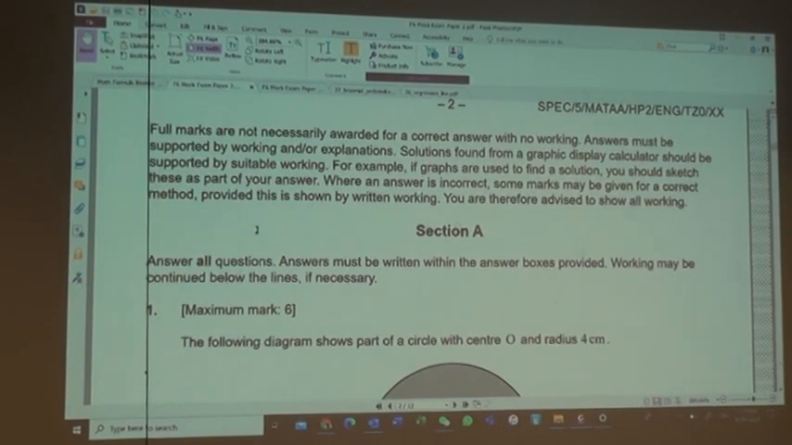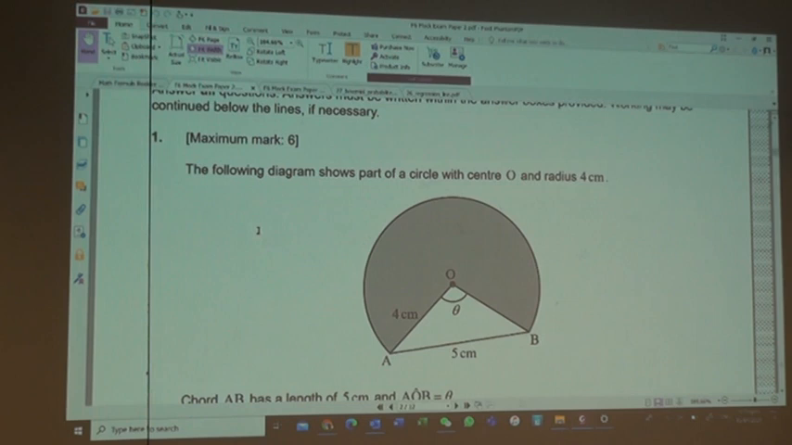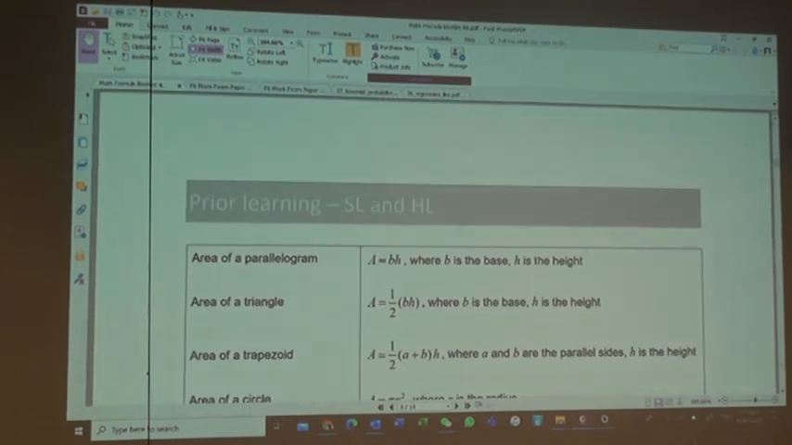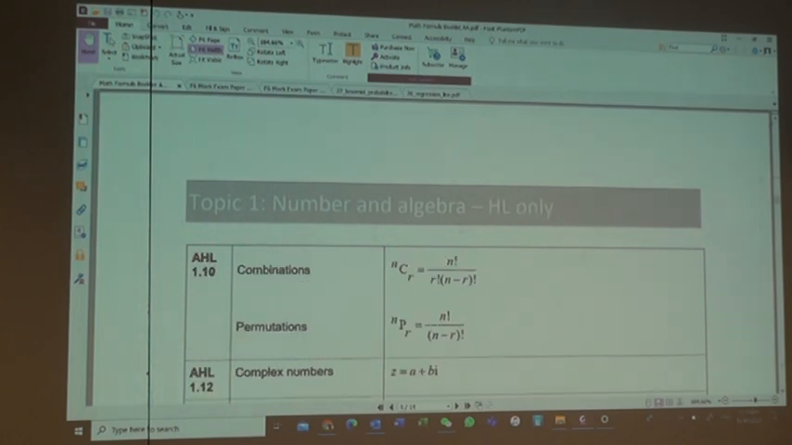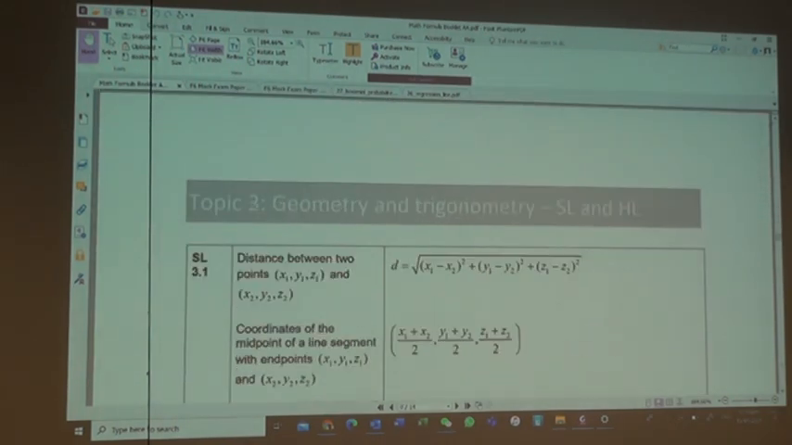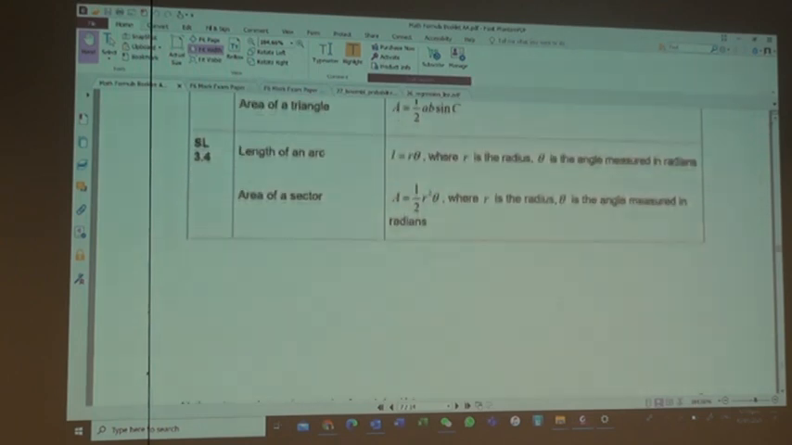Okay, so paper 2, question 1 is about this. I have our formula booklet also. The formula booklet is right there. You don't need to memorize. I think almost everybody got that.